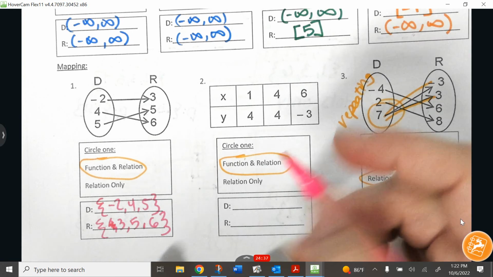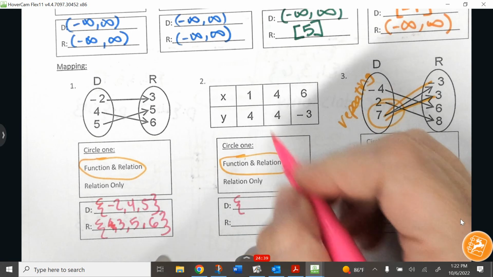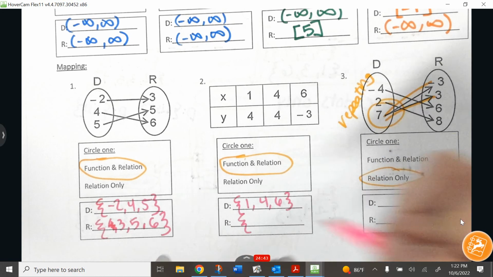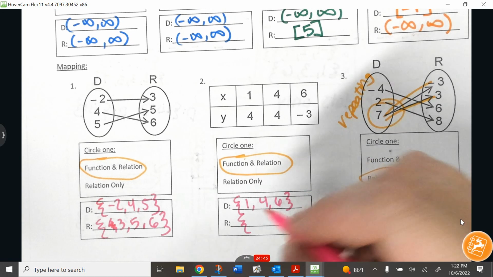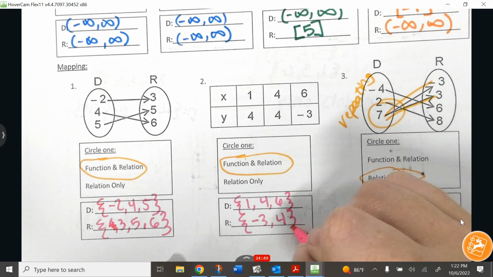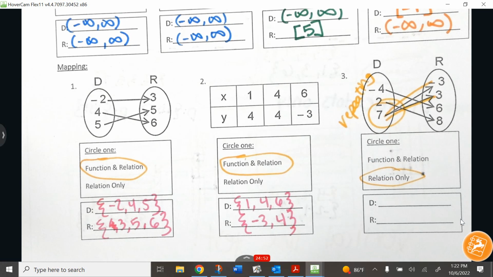Now, the second one is a table. 1, 4, 6. Now, what would my range be, least to greatest? -3 and 4. You're exactly right. Sometimes my braces start to look like 3s.